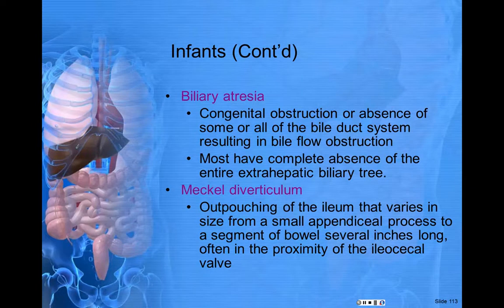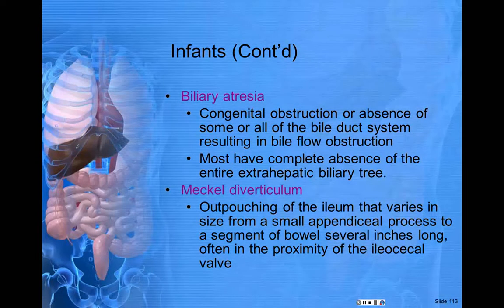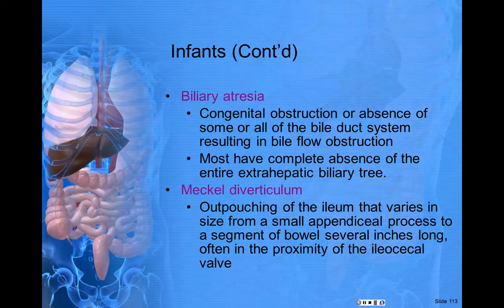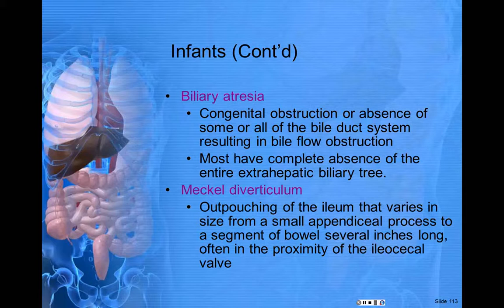Biliary atresia is a congenital obstruction or absence of some or all of the bile ducts, resulting in obstruction to bile flow. And then Meckel's diverticulum, which is an outpouching of the ileum that varies in size from the small appendiceal process to a segment of the bowel several inches long. And it's usually in the proximity of the ileocecal valve.